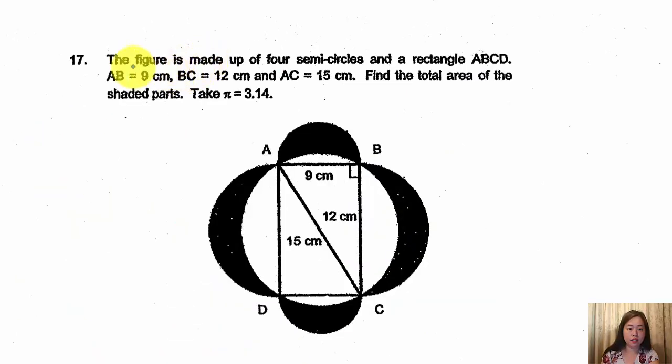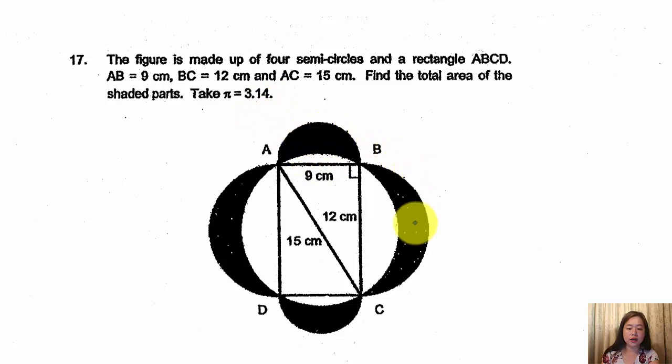Question 17. The figure is made up of 4 semicircles and a rectangle ABCD. AB is equals to 9 cm, BC is equals to 12 cm, and AC is equals to 15 cm. Find the total area of the shaded part. Take pi equals to 3.14.